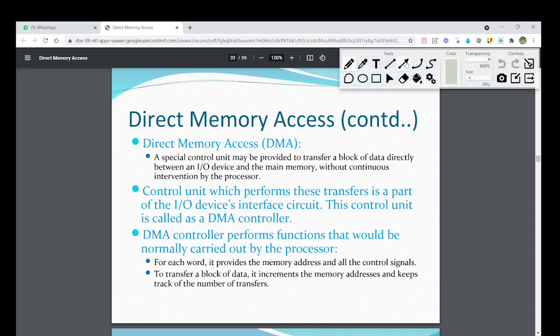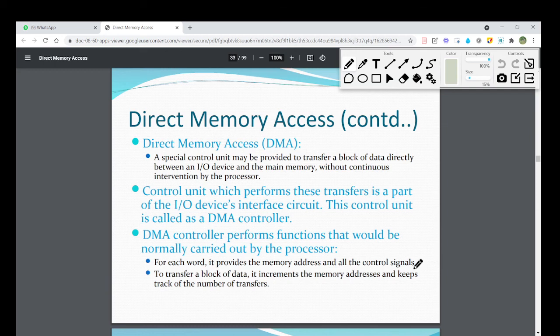Let us see them one by one. For each word, it provides the memory address and all the control signals. For each word it transfers, it provides its address, as well as whether it has to read or write. That is one of the jobs of the DMA controller.